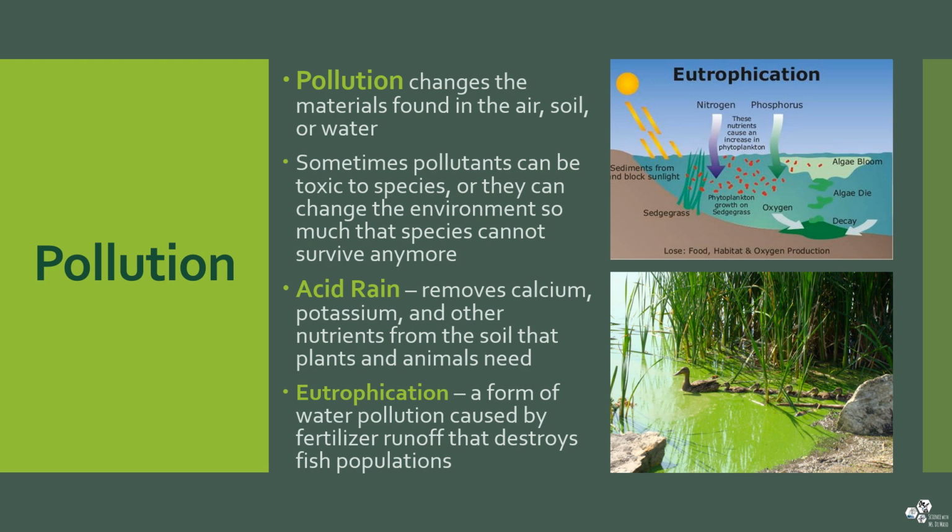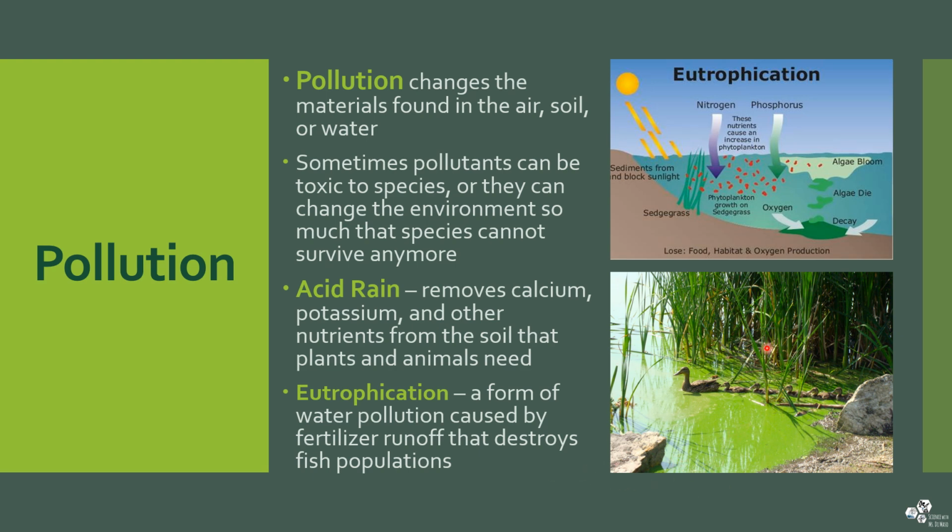Another thing that we mentioned briefly is pollution. This is any changes in the material found in the air, the soil, or the water. Often these are toxic chemicals, or the amount that we dump them in becomes toxic. So an example is when we have a lot of fertilizer, that fertilizer often runs off when it rains, and that can end up going into our natural waterways, and it causes things like eutrophication.